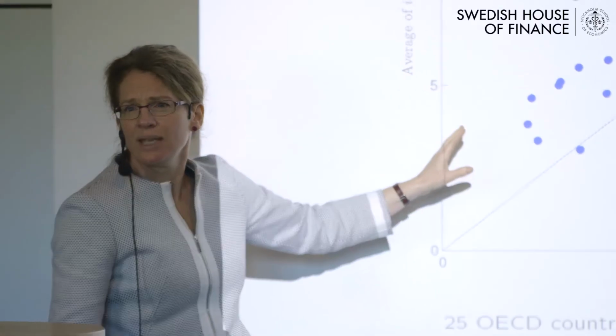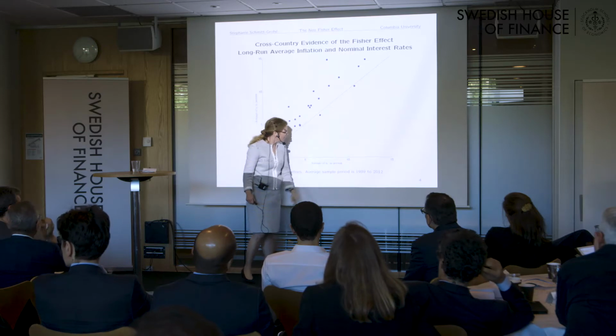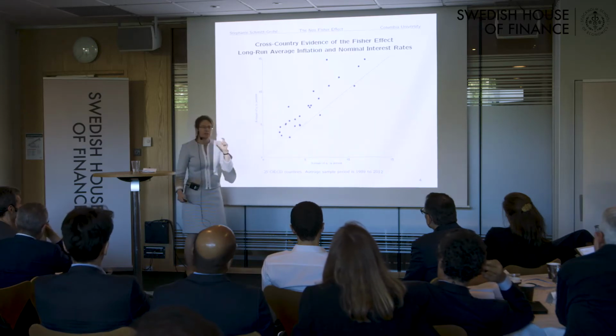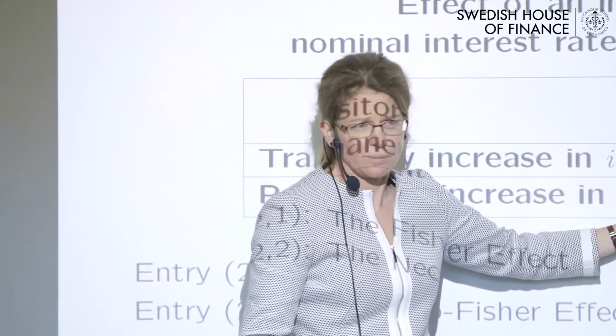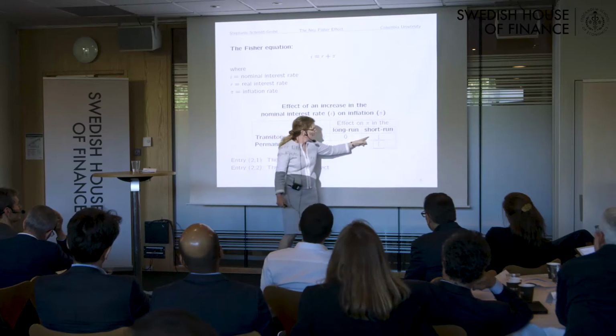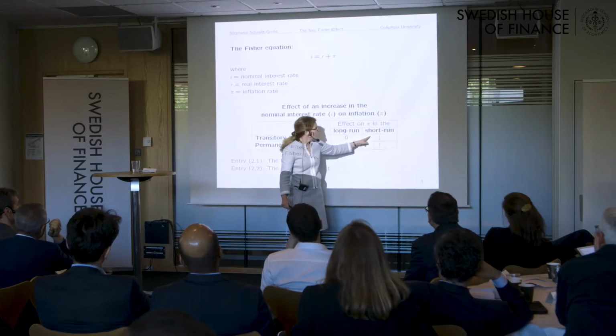So I think there's no debate. If you have a higher nominal interest rate, you're going to have a higher inflation rate, and the relationship is 1-for-1. So that is why this box is an upward arrow, and it's 1-for-1. So now we go to this box. What is that? That's the question.